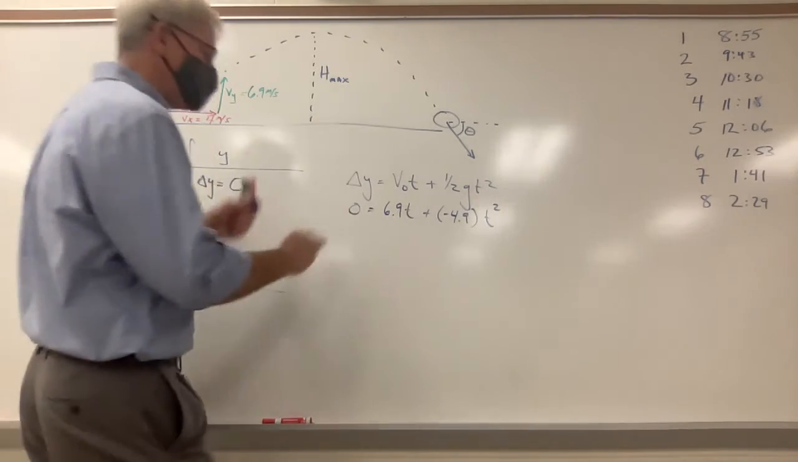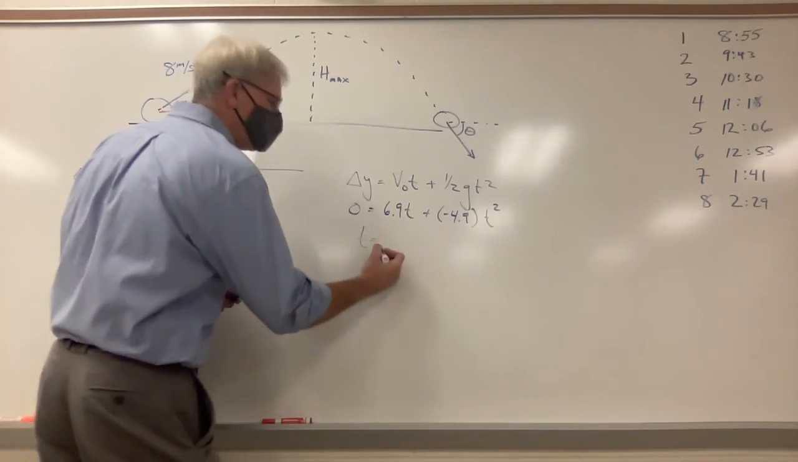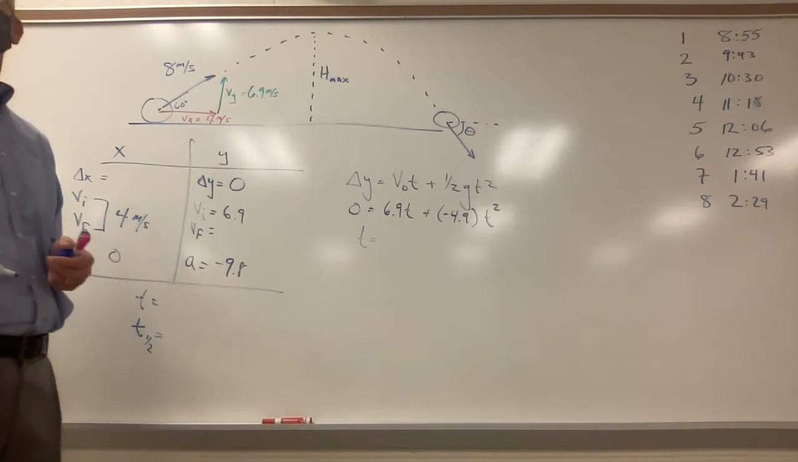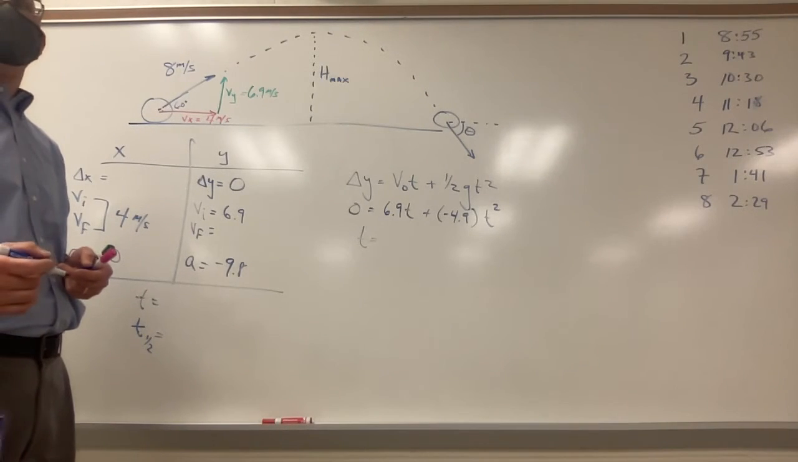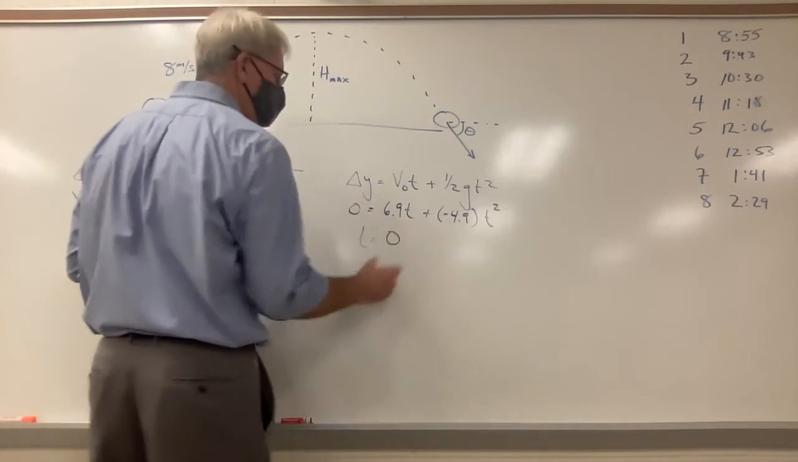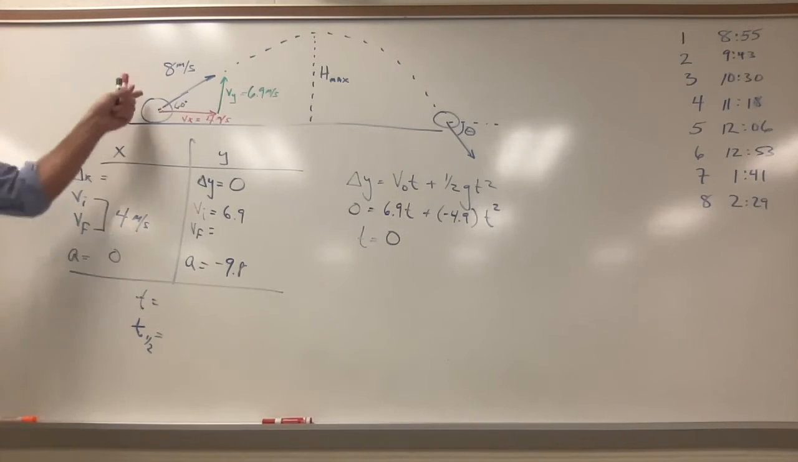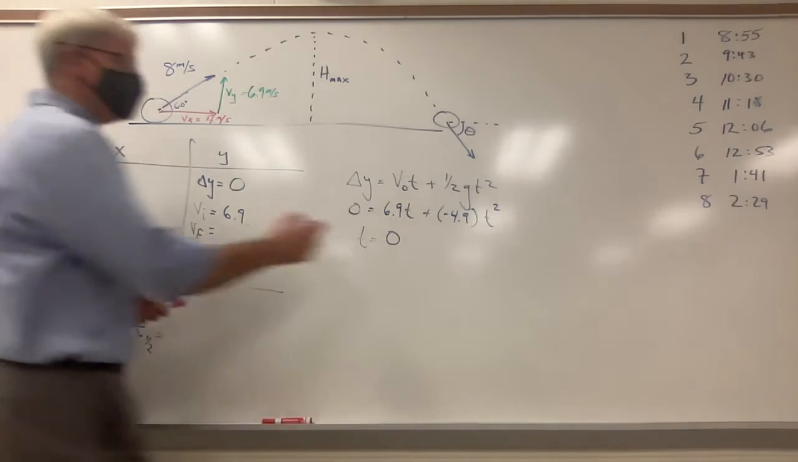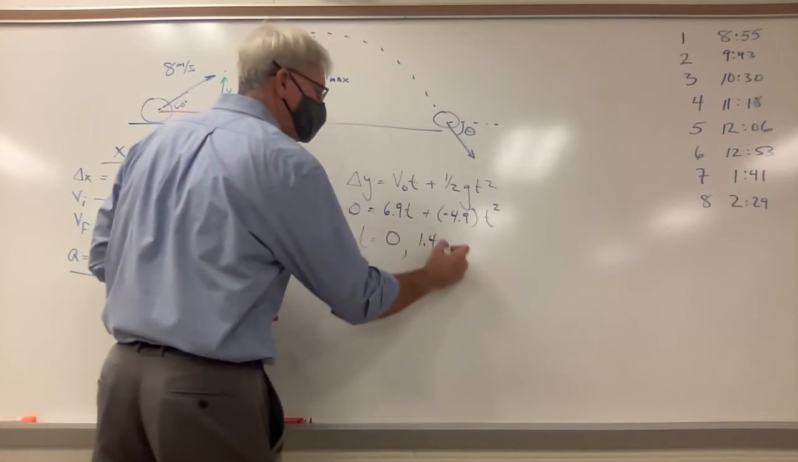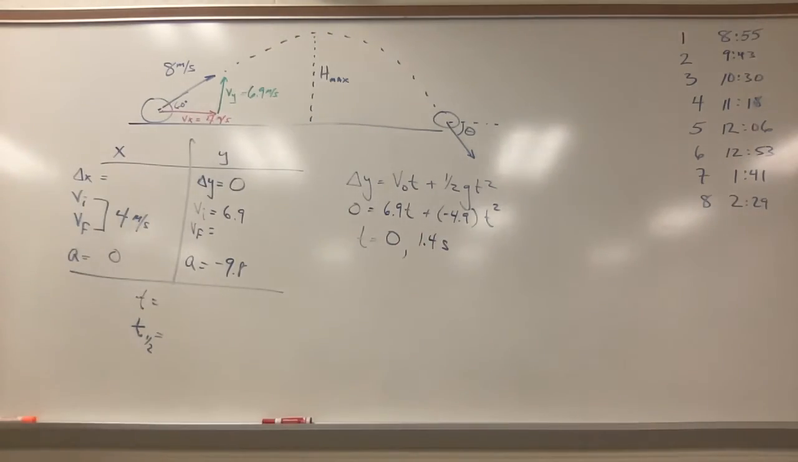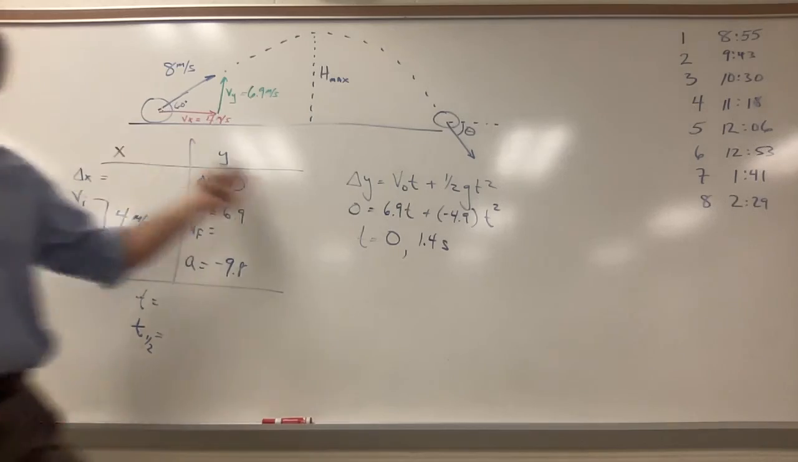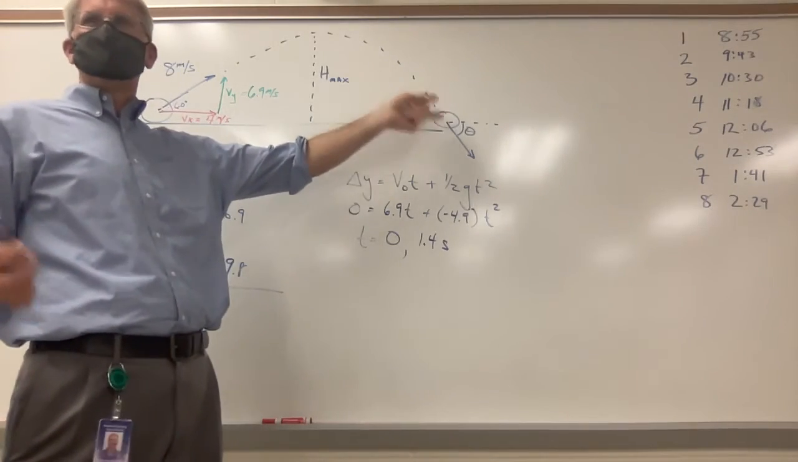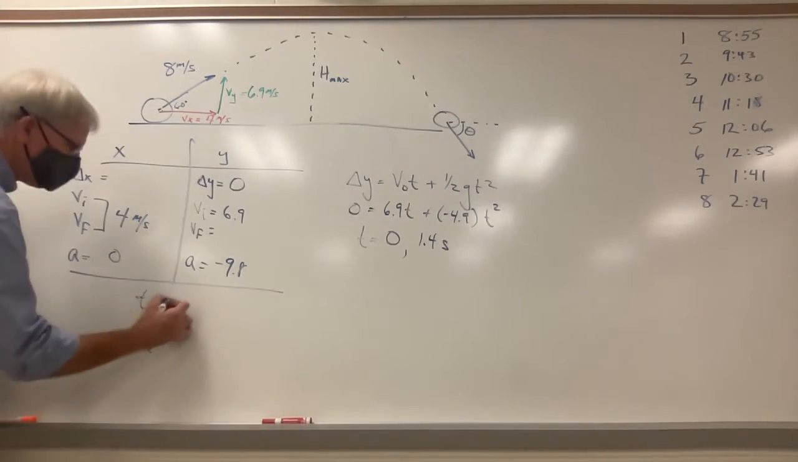When I solve this thing for t, t gives me the very surprising root of 0, because that's where it started. And the other one is 1.4 seconds. So which is the correct answer? 1.4 seconds, right? Because we started here, so that's why time was 0, and we're going to end at 1.4 seconds.